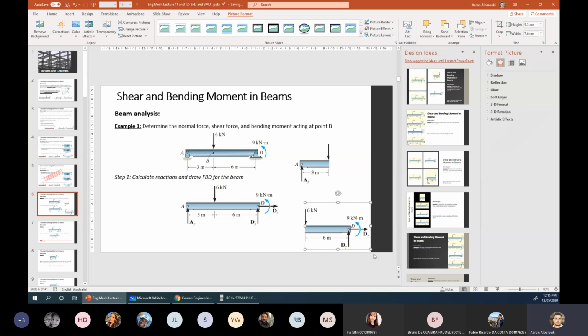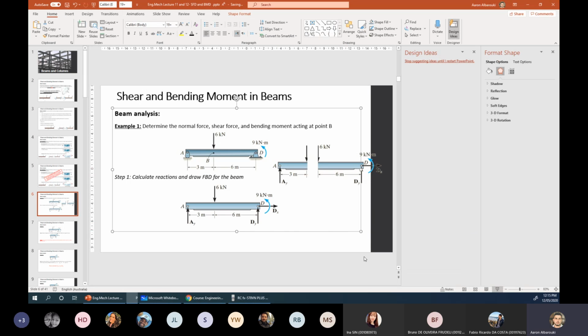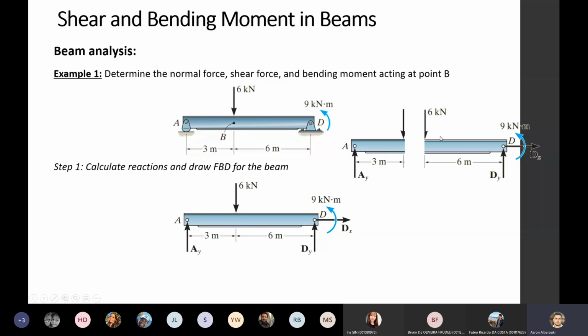Or that half there. These are the two halves that we've got. So let's focus on this right-hand corner half. Can you please draw the internal forces for me on that section there?